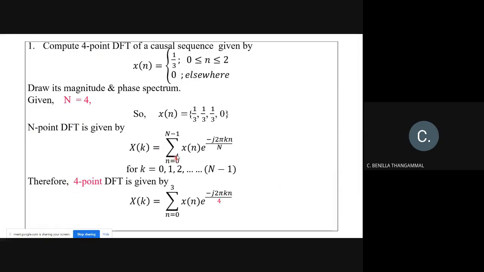So wherever I have n, it will be replaced by 4. So this n minus 1 is replaced by 3 and this capital N is replaced by 4. So X of k equal to summation n equal to 0 to 3, x of n e power minus j 2 pi k n divided by 4. And k equal to 0 to N minus 1, that is 0 to 4 minus 1, which is going to be 3.